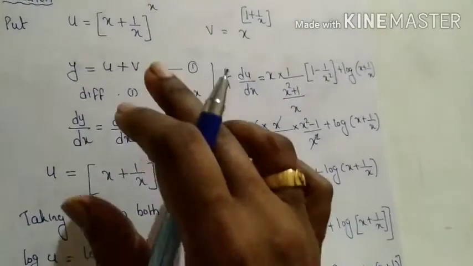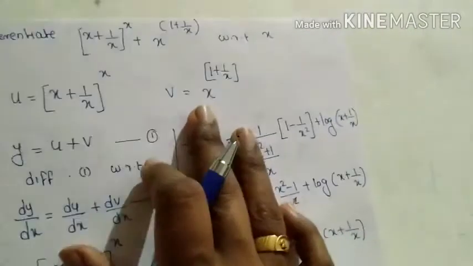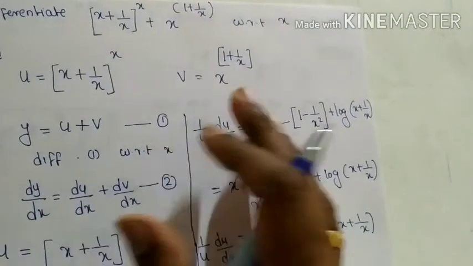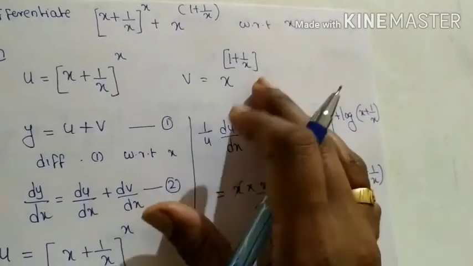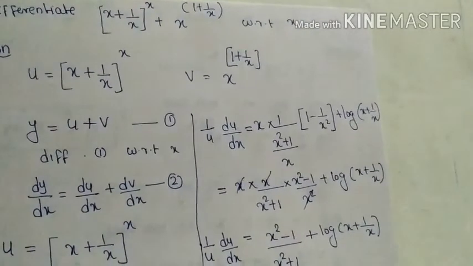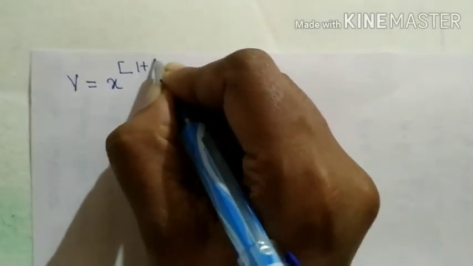Next, we need to find dv by dx. Here v equal to x raised to (1 plus 1 by x), right? Let us consider v next. v equal to x raised to (1 plus 1 by x). Okay.